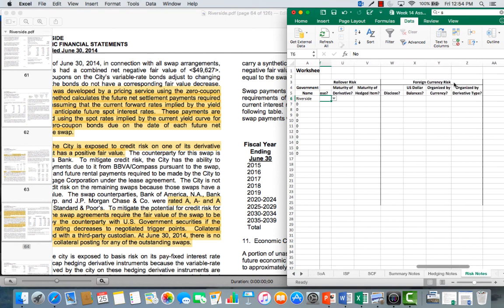And then the last of the risks is foreign currency risk. They do not have that, so they don't disclose it. If they did, then they need to disclose what their US dollar balances are for all of the affected hedges, and they should be organized by the foreign currency and then also by the type of derivative.